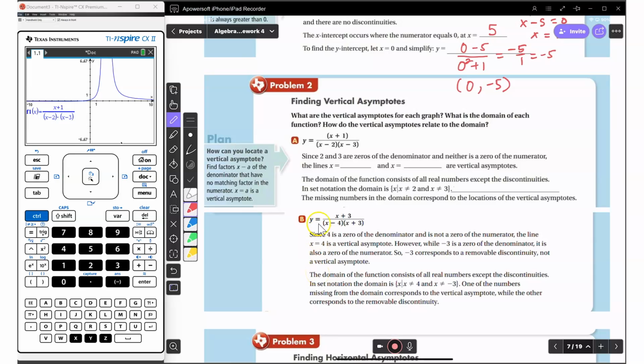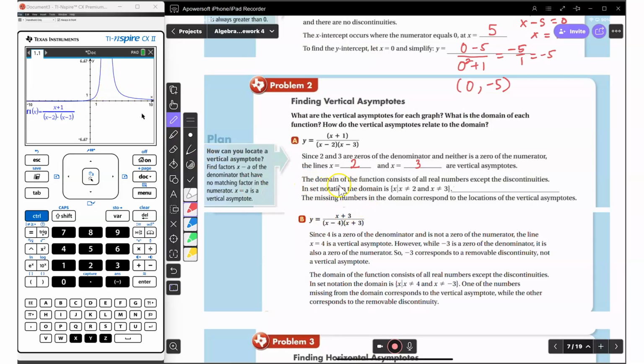Problem 2, we're trying to find the vertical asymptotes. What are the vertical asymptotes for each graph? What is the domain for each function? How do the vertical asymptotes relate to the domain? Since 2 and 3 are zeros in the denominator, neither is a 0 in the numerator. The lines x equals 2 and x equals 3 are the vertical asymptotes. And you can see that x equal 2 and x equal 3.